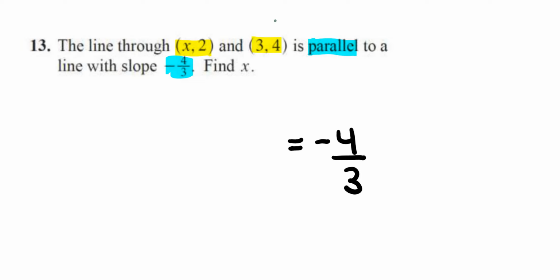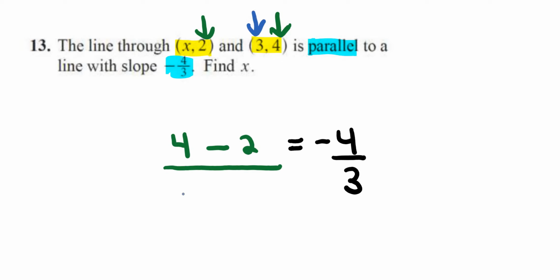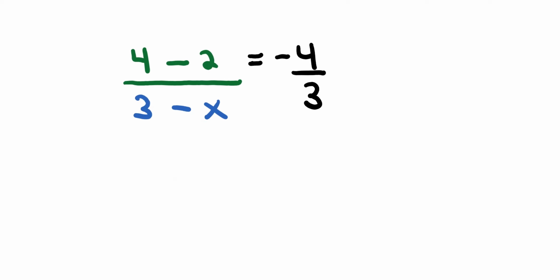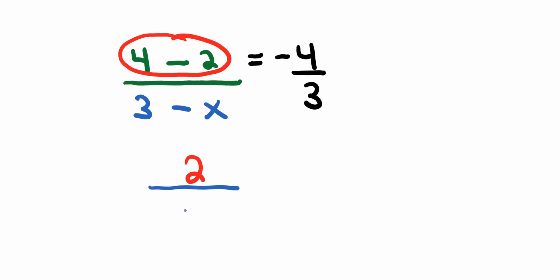So that's going to be y2. So y2 is going to be 4 minus y1, which is going to be 2, all divided by x2, which is going to be 3, minus x1, which is going to be x. Then after that, we're just solving this equation here. If I look at the numerator here, 4 minus 2 is going to be 2, all over 3 minus x, and that's going to equal negative 4/3.